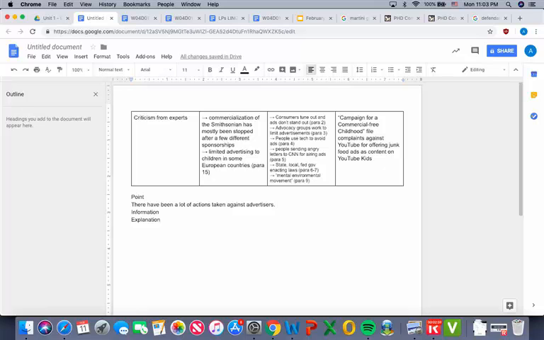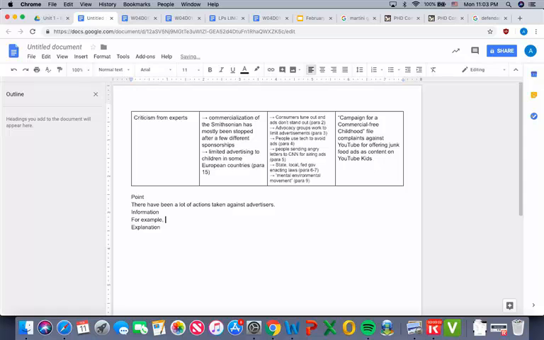And I think this isn't a bad place to start. As I develop my other paragraphs and my thesis statement, it might make more sense to go back and add some more language to this initial sentence. But for now, I think that's a good place to start. So there have been a lot of actions taken against advertisers.